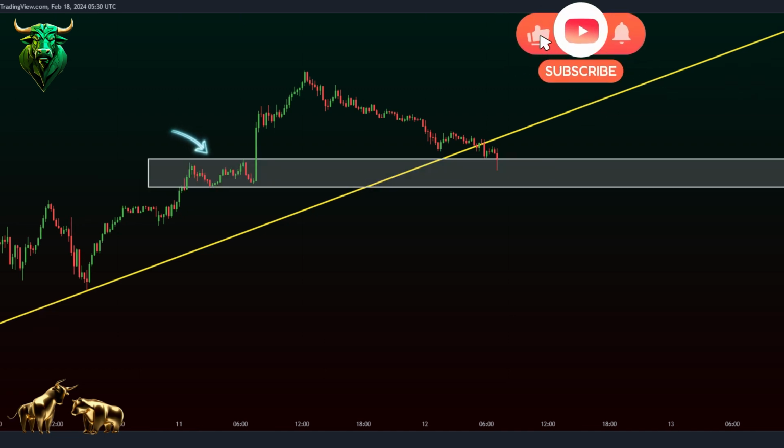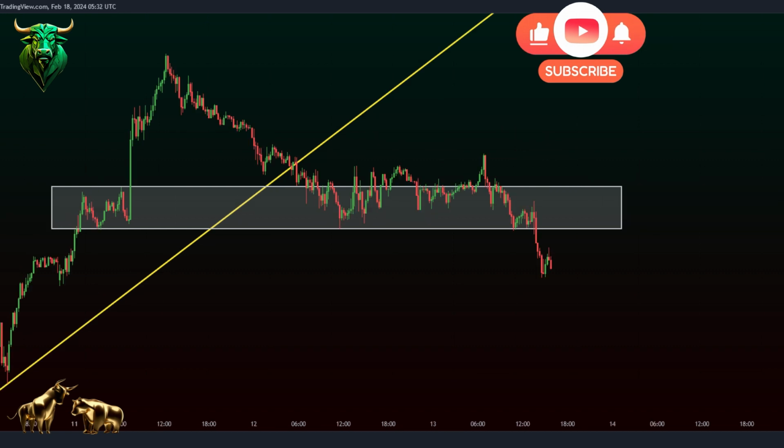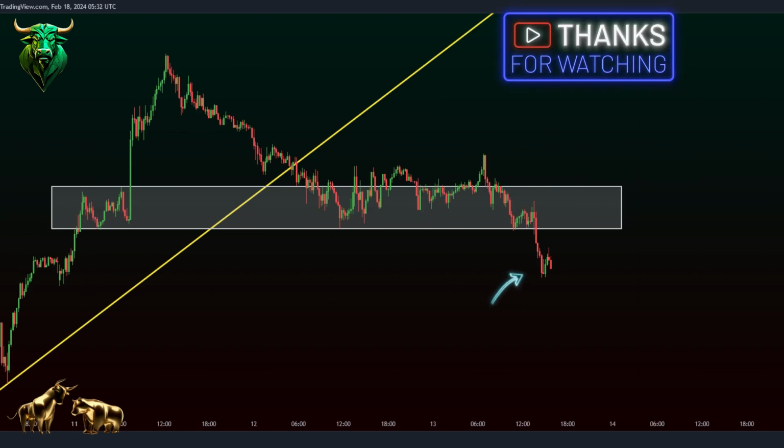We see that we have a resistance zone. We wait for the resistance zone to break. Here you can see that the price tried to break this resistance several times but failed. After crossing the resistance zone, we see that the price is pulled back. We open a short trade.